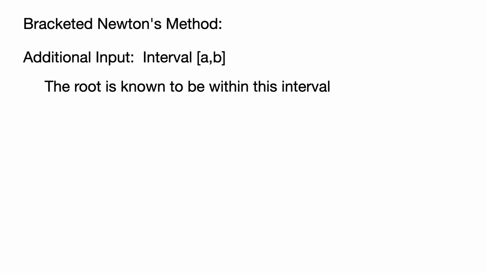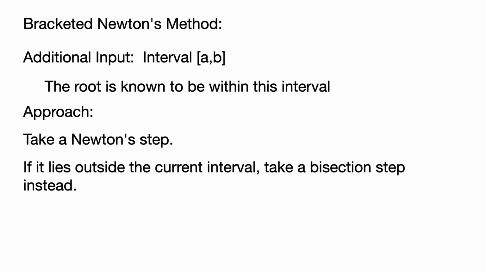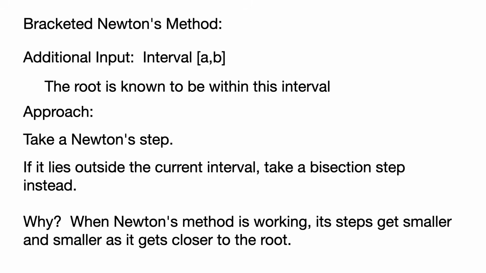An alternative to Newton's method is bracketed Newton's method, and it assumes you have an additional input, a closed interval a,b, where you know the root is in that interval. So what's the approach here? You take a Newton step. If it lies outside the current interval, then you take a bisection step instead. Why do you do this? When Newton's method is working, its steps get smaller and smaller as it gets closer and closer to the root. So if you end up outside the interval, if you're taking gigantic steps, that indicates that something's wrong, but you could still make progress by taking a bisection step and eliminating half of your remaining interval.